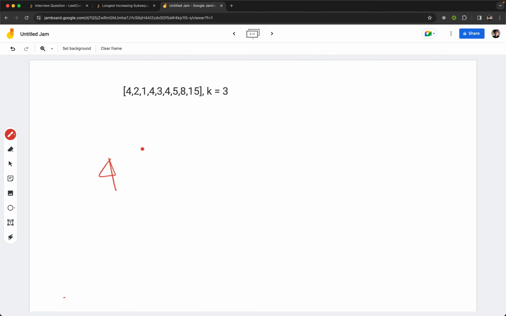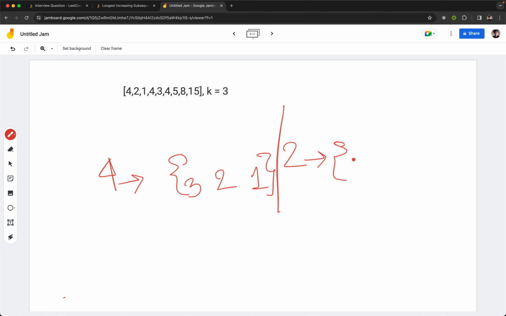Now when we have chosen the first element 4, what are the valid elements we can choose? We can choose 3, we can choose 2, we can choose 1, right? However, because k is 3, we can choose up till 4 minus k, that is 1, right? Now when we are at 2, which elements can we choose? We can basically choose 1, and we cannot choose negative as per the conditions in the problem statement.